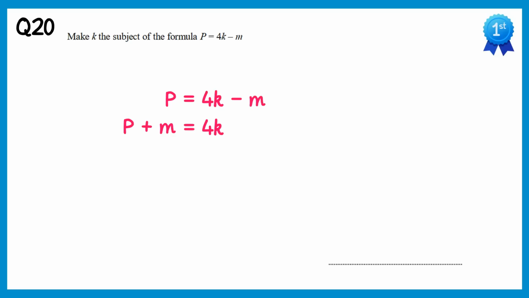Then I'll deal with the 4. This is 4 times k, so I'll do divide by 4. 4k divided by 4 is just k, and then divide by 4 on the other side, you get p plus m, divide by 4. Now it says k equals, so I've got it in the right format, I'll just write the k at the front, so k equals p plus m over 4.